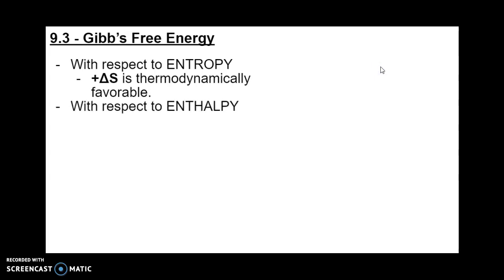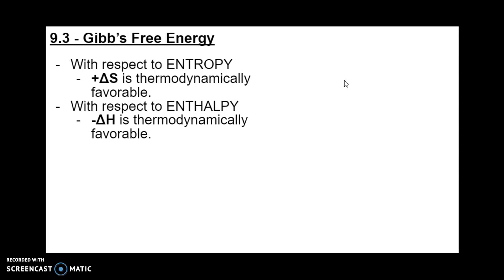With respect to enthalpy, this is the internal energy of the system, or the energy of the reactants compared to the energy of the products. A negative delta H is thermodynamically favorable.